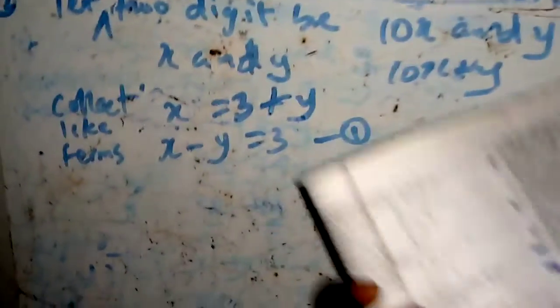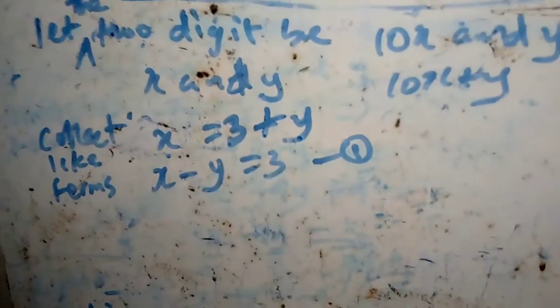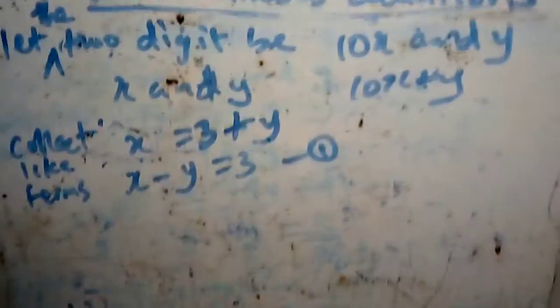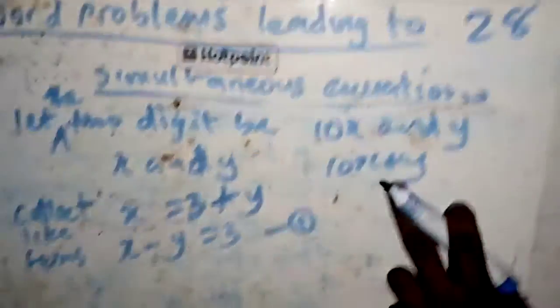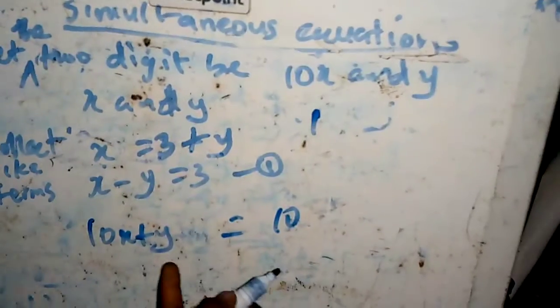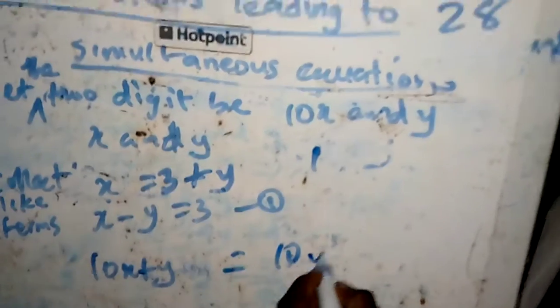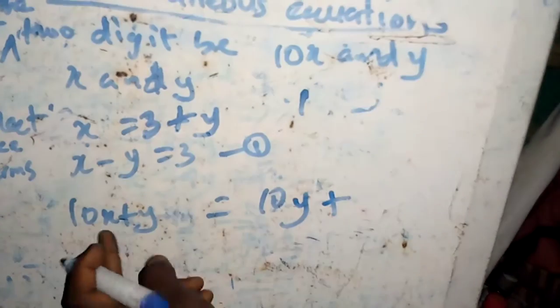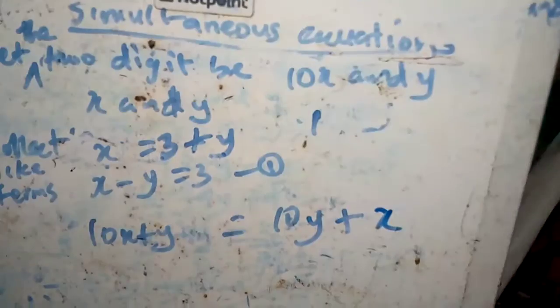Now for us to get the second equation, it says that when the digits are reversed. I said in the first question that reversing of digits equals the actual digit. This is the actual digit: 10x plus y equals the reversing. Reverse means that y will now be the tens digit, and x will be the unit part of it.